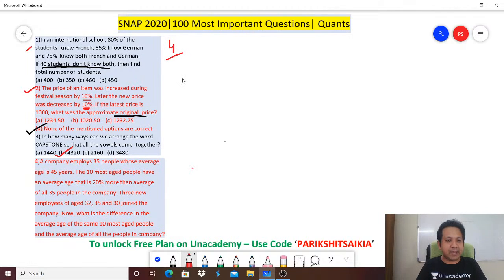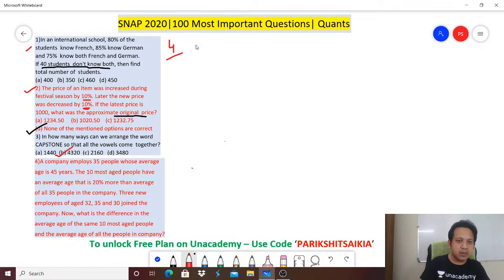A company employs 35 people whose average age is 45 years. The 10 most aged people have an average age that is 20% more than average of all 35 people in the company. 3 new employees aged 32, 35 and 30 joined the company. Now what is the difference in the average age of the same 10 most aged people and the average age of all the people in the company?